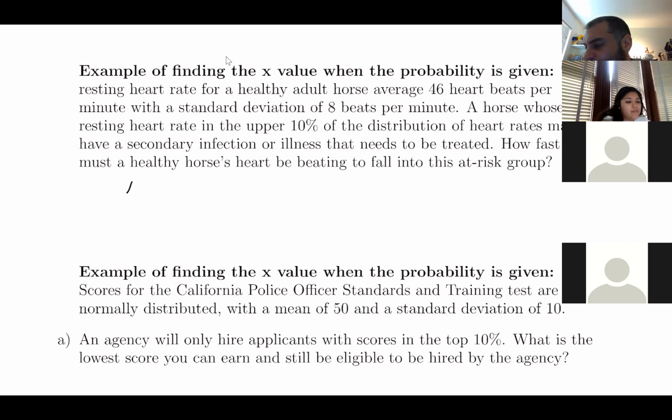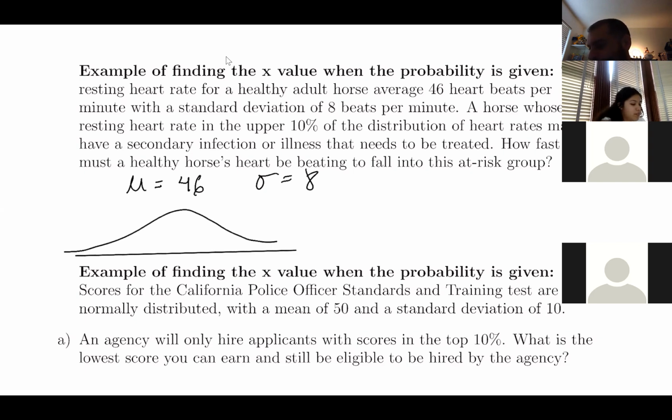So first, let's find the mean and let's find the standard deviation. For this problem, what is my mean? 46 heartbeats per minute. So I put 46. What about standard deviation? 8 beats per minute. Cool. All right, so right here, we're going to put 46 because that's the mean.